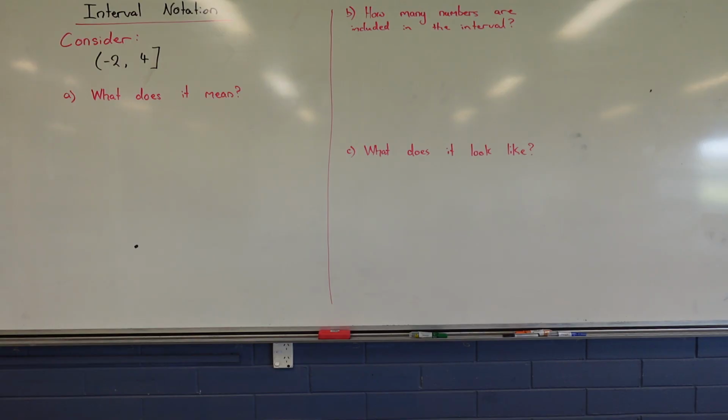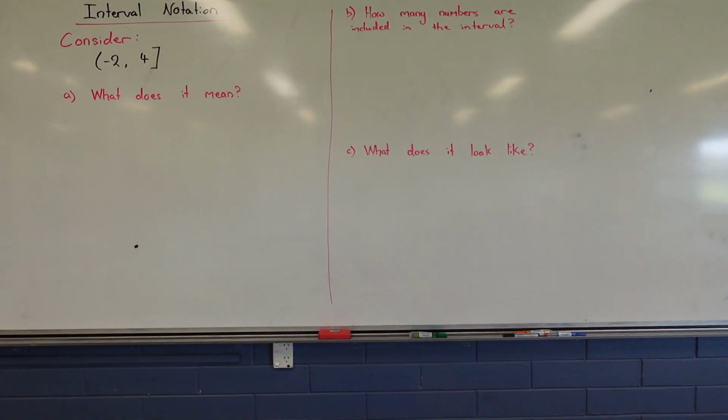Now consider, we've got an open parenthesis, so that's the curved bracket, -2, a comma, 4, and then we've got the square bracket to close it off. Does anyone remember from Methods B in your functions and graphs, what does this actually mean?